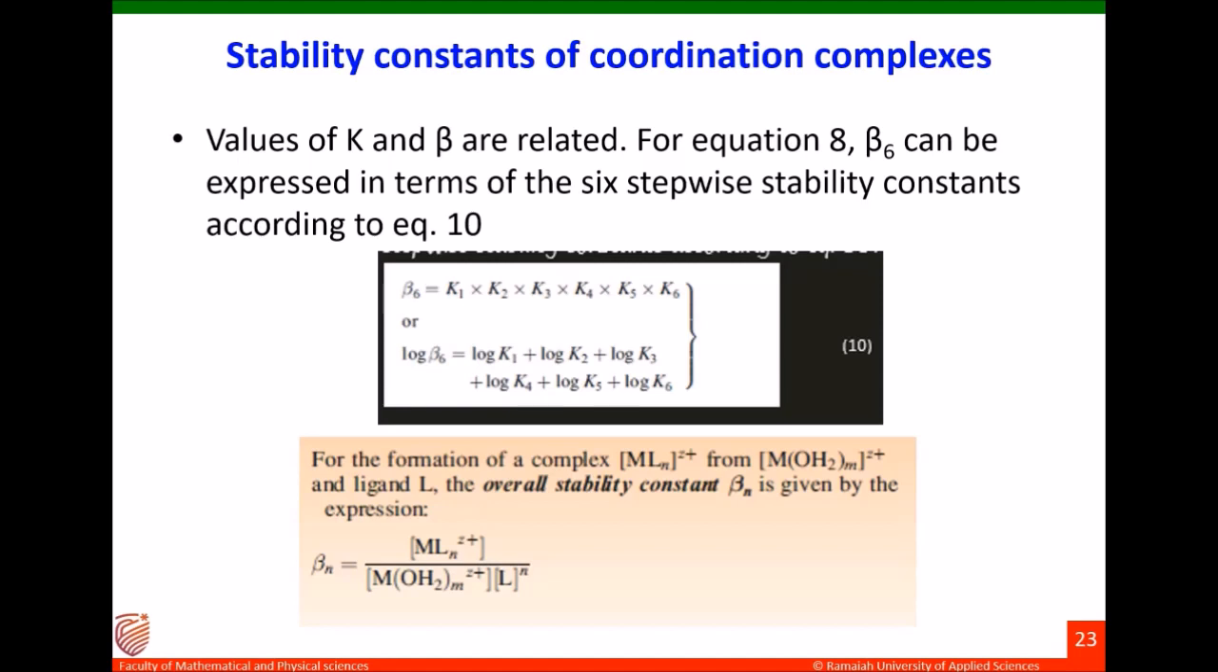Concluding this section, the overall stability constant beta n can be written as the final product concentration divided by the initial reactant concentration into the ligand concentration raised to n. N means how many steps the reaction is happening.